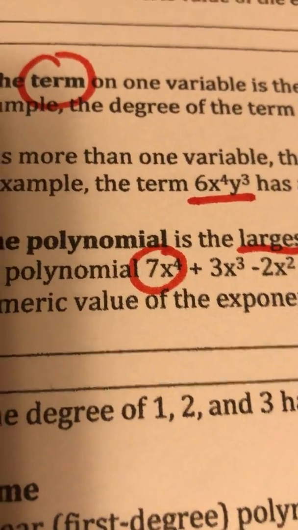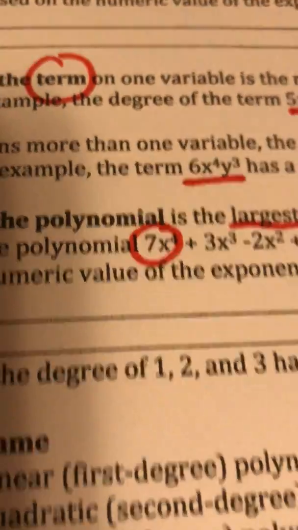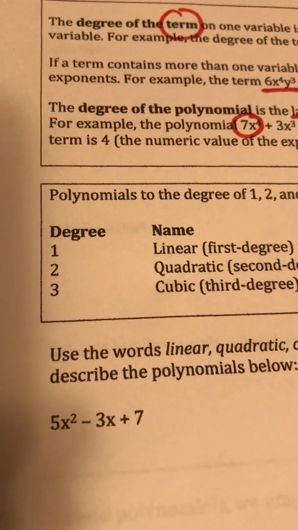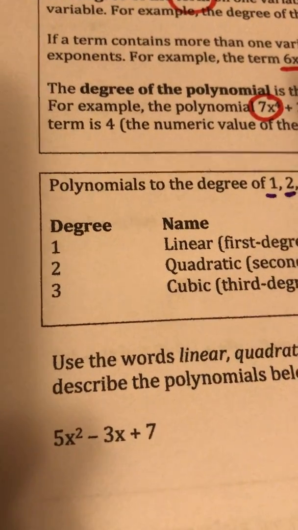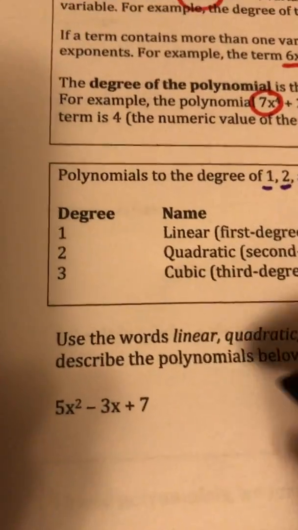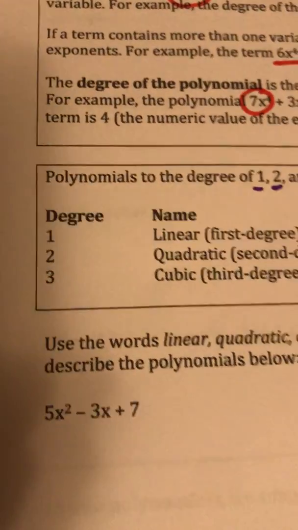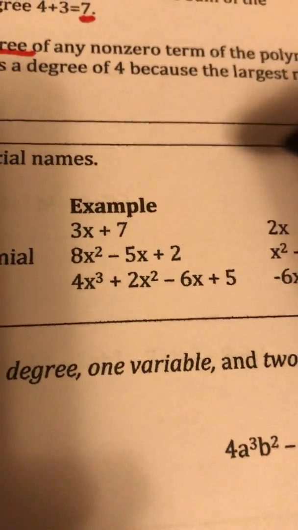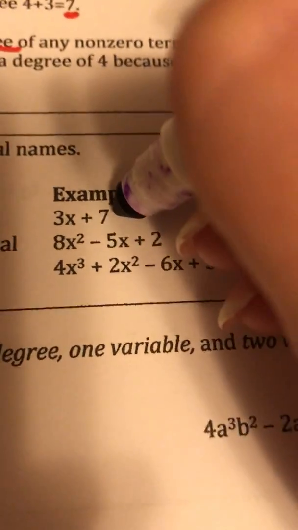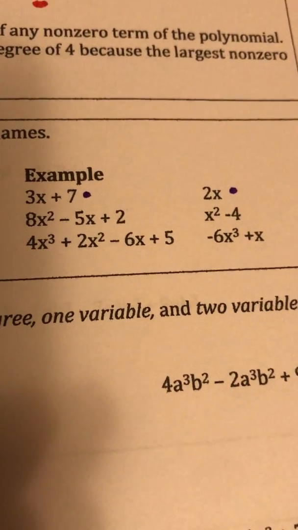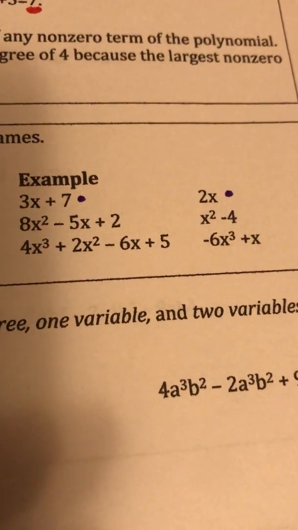Now, polynomials that have a degree of 1, 2, and 3 all have special names. If the polynomial is to the degree of 1, it's a linear polynomial, a first degree polynomial. Here are some examples: 3x plus 7 or 2x. These are linear or first degree polynomials.